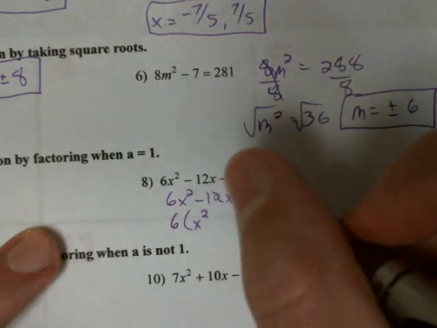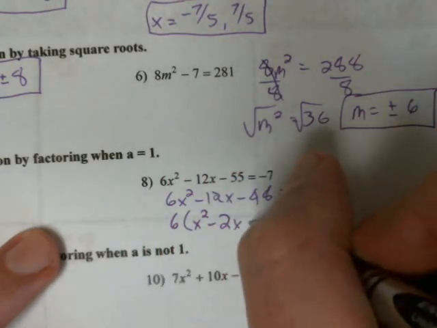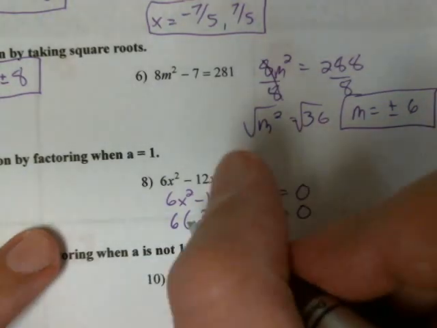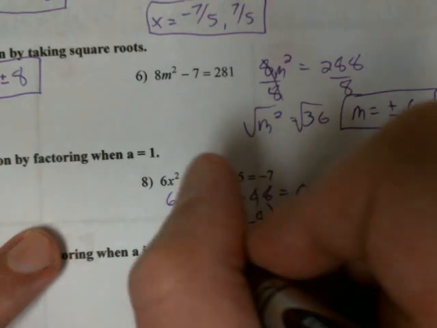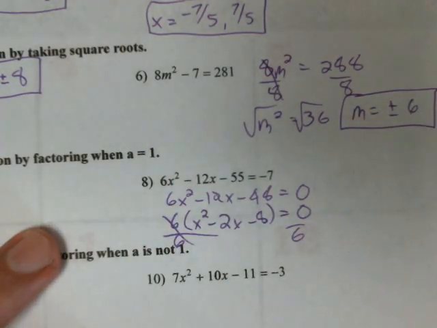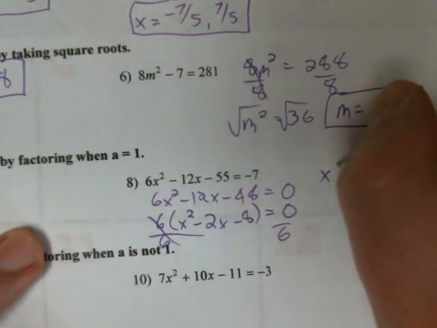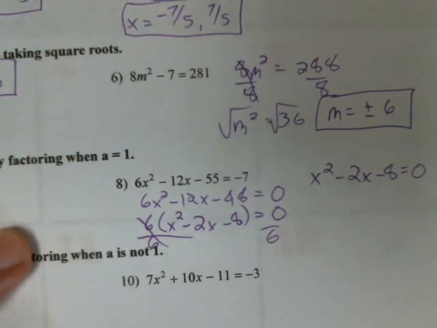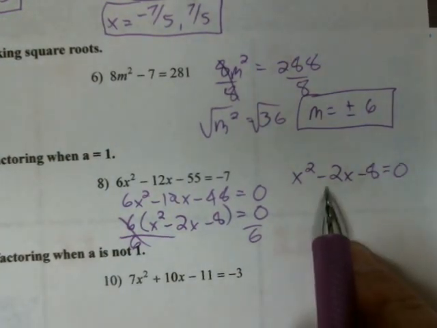That's going to leave me with x squared minus 2x minus 8 equals 0. Now, what happens to the GCF? It disappears. Because if I divide both sides by 6, that just cancels, and 0 over anything is just 0. So I'm left with this easily factorable a equals 1 trinomial. What are the factors of negative 8 that add to negative 2?